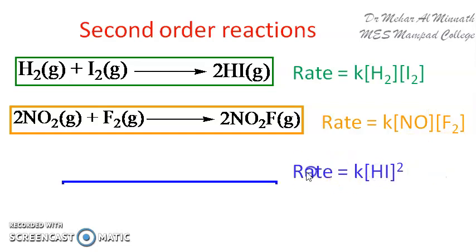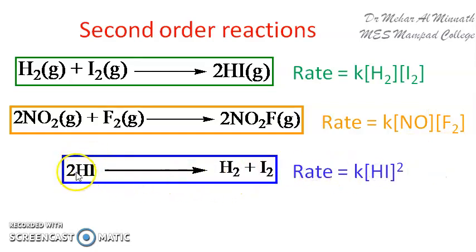Another case, here we have HI decomposition, where only one reactant is involved, but in the rate expression we are raising its concentration term to the power 2. So the order of the reaction will be 2. Basically we can say that there are 2 types of second order reactions, that is, wherein there are 2 different reactants, or when there is only a single reactant.